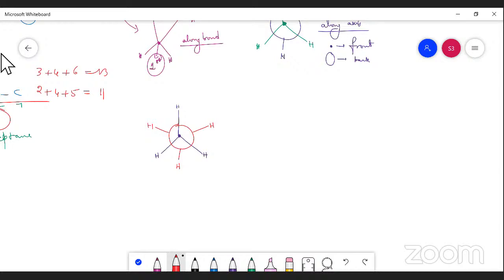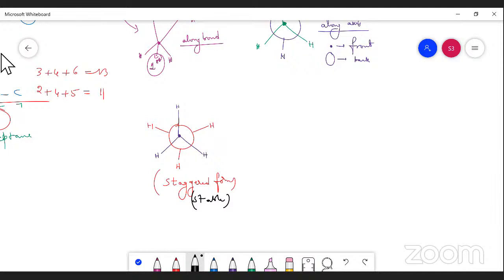And this most stable form, we call it as what? Staggered form. The most stable form of ethane is what? Staggered form. Why is it stable? Because of no repulsions between the front carbon CH bonded electrons and the back carbon CH bonded electrons. This isomer is most stable.